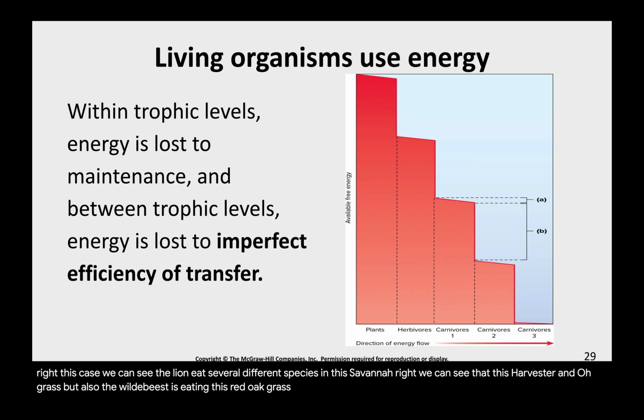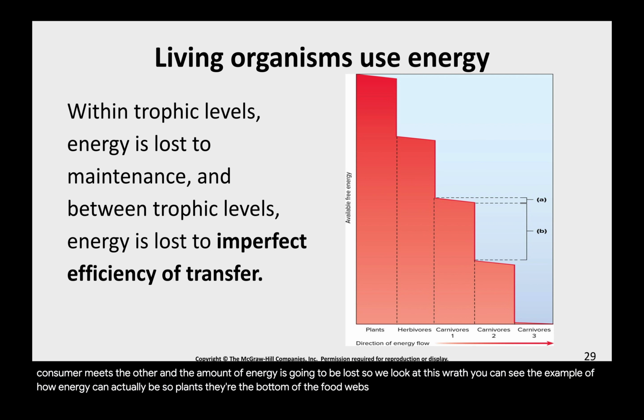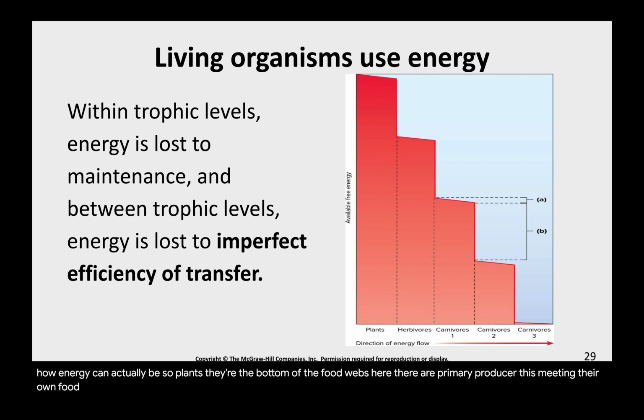Right, so these living organisms, they are using energy. Right? And as each level of consumer eats the other, an amount of energy is going to be lost. Okay? So if we look at this graph, we can see an example of how energy transfer is really inefficient. So plants, right? They're the bottom of the food web here. They're a primary producer. They're creating their own food. Right? So they have a subset of energy.